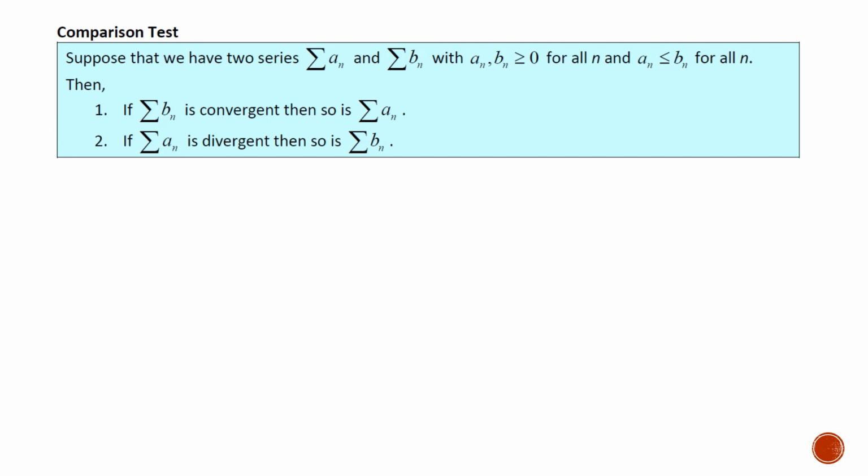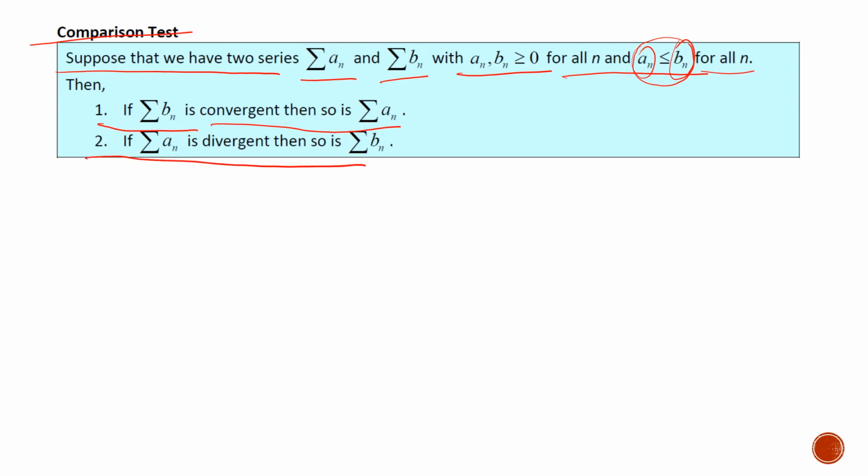Now we will see another important test for checking the convergence and divergence of the series, that is called the direct comparison test. It says that suppose we have two series an and bn with an and bn greater than or equal to 0, and the inequality an less than or equal to bn holds for all n. Then if bn is convergent, then an is also convergent. That means that if this larger one is converging, then this smaller one is also convergent. And the second one says that if an is divergent, then bn is also divergent. That means that if this smaller one is diverging, then this bigger one will also diverge. So I think that the statement of this test is clear.